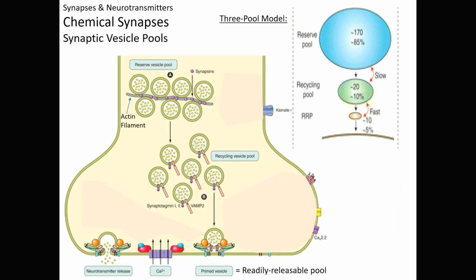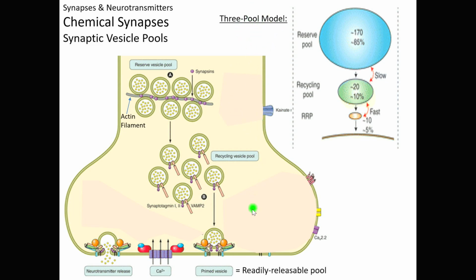What we have to think about next now is how exactly does this influx of calcium into the axon terminal of this presynaptic neuron cause the exocytosis of these synaptic vesicles to occur? Well, before we get into that, we have to first acknowledge that there are actually 3 different pools of these synaptic vesicles present within the axon terminal. So we have something called the 3-pool model.